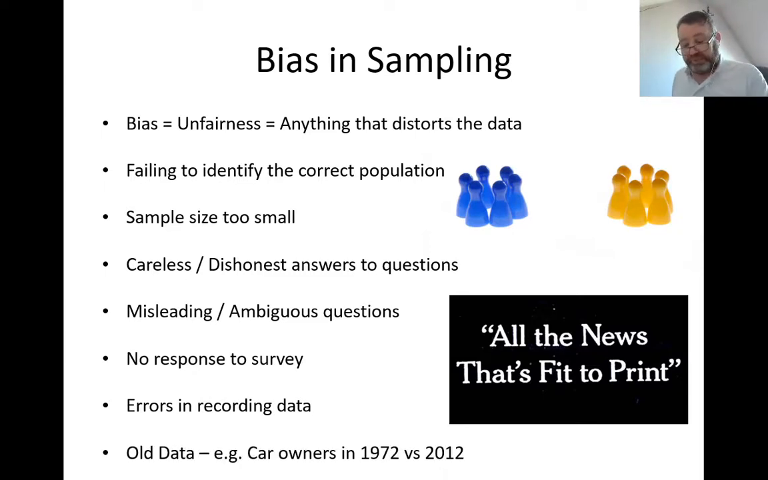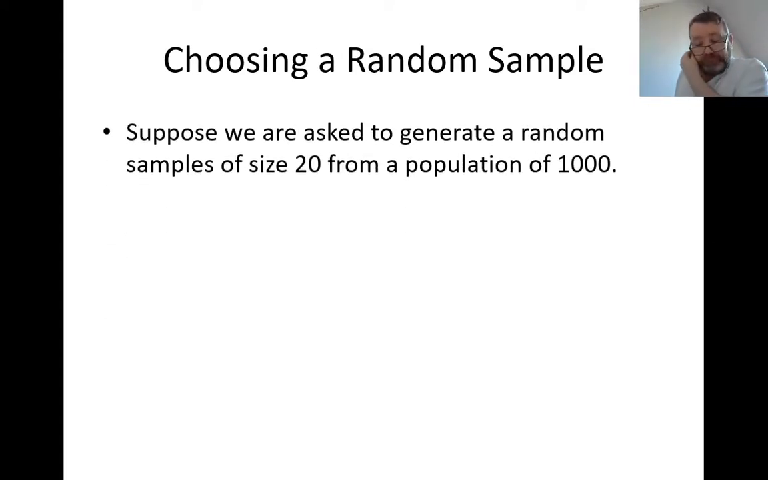Or old data. For example, how many car owners in 1972 versus 2012? You can't compare the two. Totally different times, totally different emphasis on a car, and totally different traffic volumes as well. Okay, so how do we choose a random sample? Well, suppose we were asked to generate a random sample of size 20 from a population of 1,000.